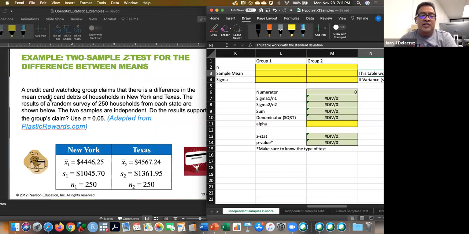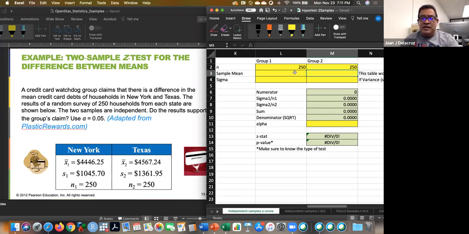So the results of a random survey of 250 households from each state are shown below. Here we have two different groups, and the groups are very balanced. We have the same number of elements in group one and in group two. It doesn't have to be the case. So the sample size in the two households is 250 in one and 250 in the second.